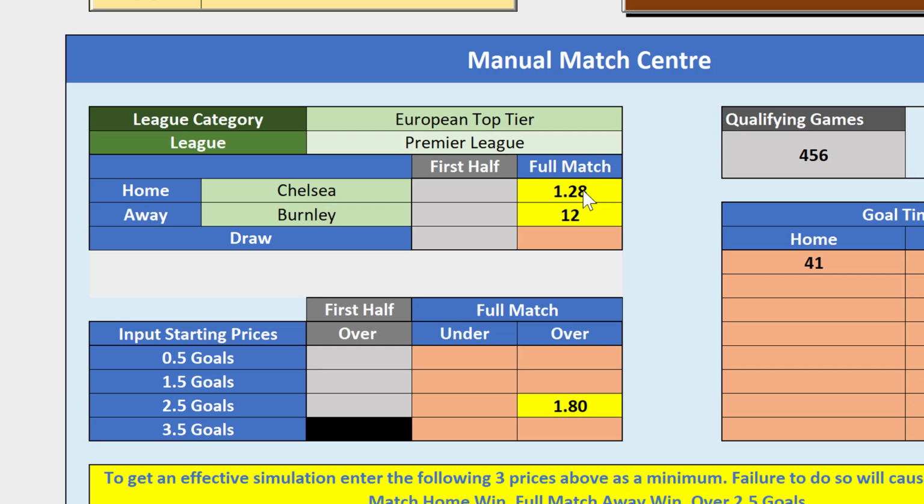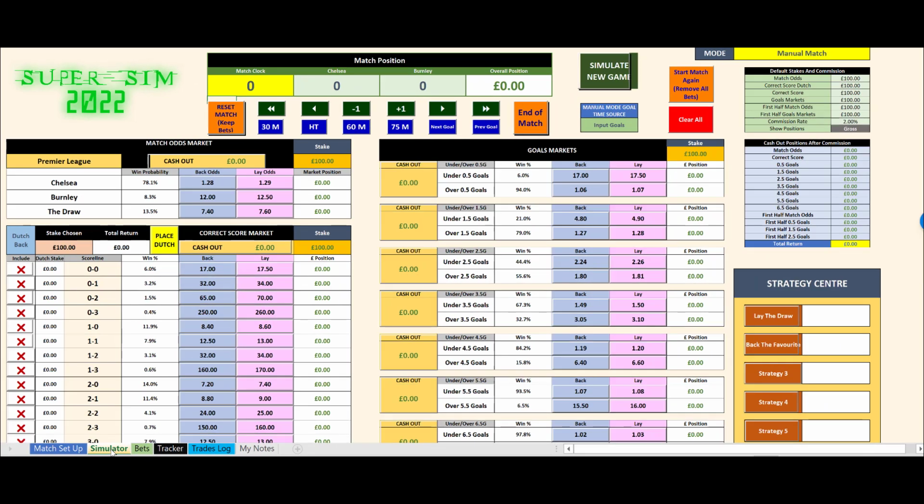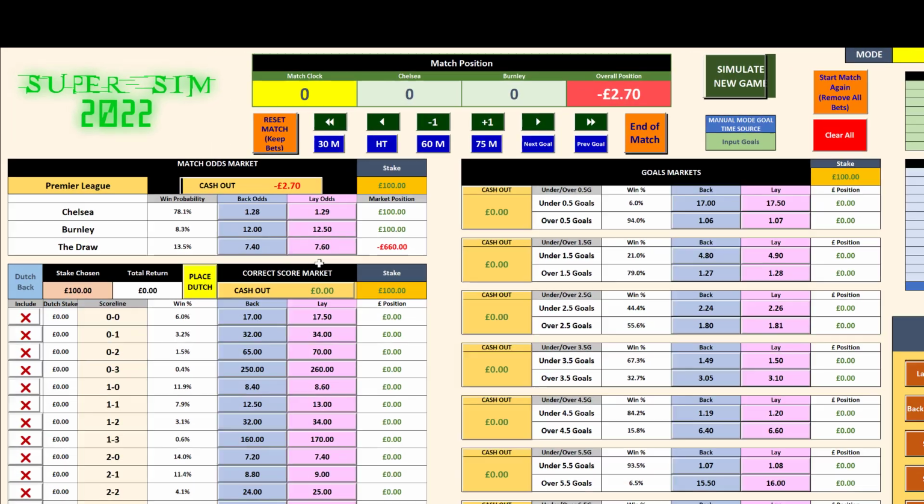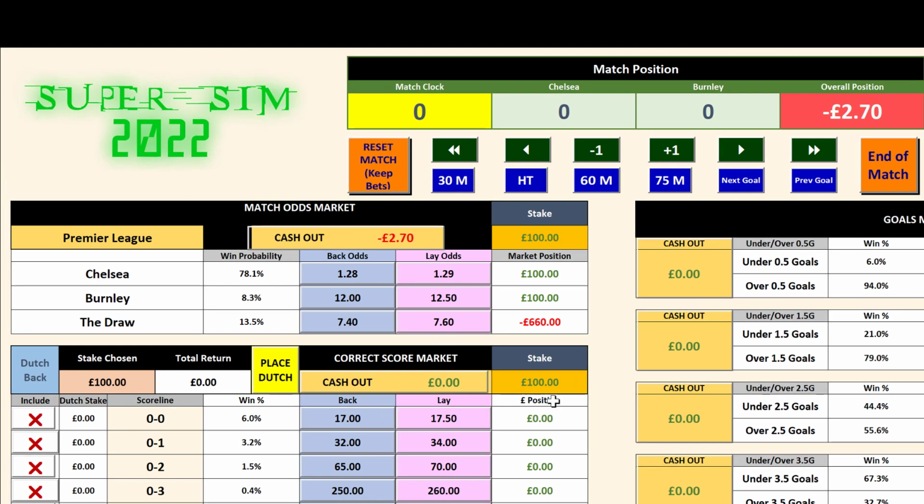So what I've done is I've just put in this particular match, Chelsea against Burnley, with Chelsea at 1.28, and I'm going to head to the simulator. And what we're going to do is we're just going to test a later draw trade, and also test a back the favorite trade to kind of see what would be maybe the more profitable angle. Okay, and we can start to then build your strategy from there. And that's before we even look at a correct score market, the goal markets, all that sort of thing. Best to keep it simple right at the start.